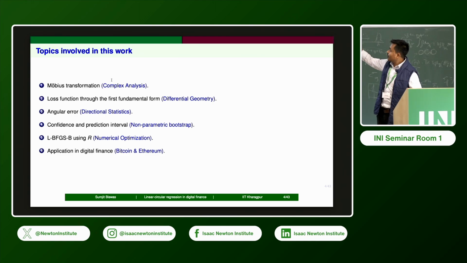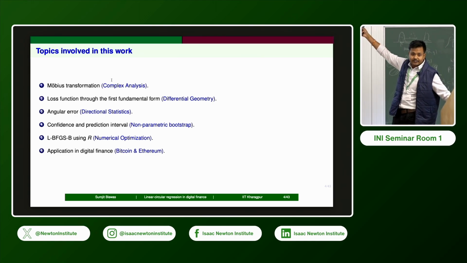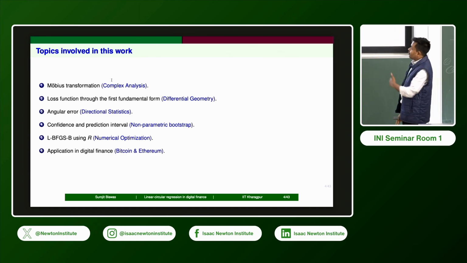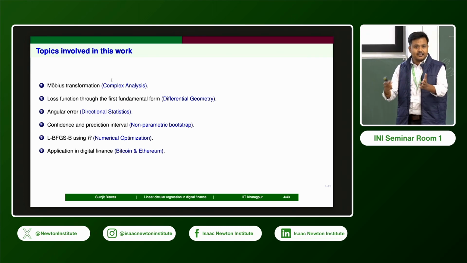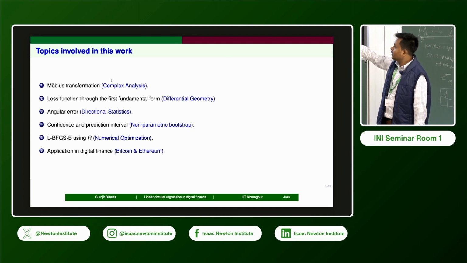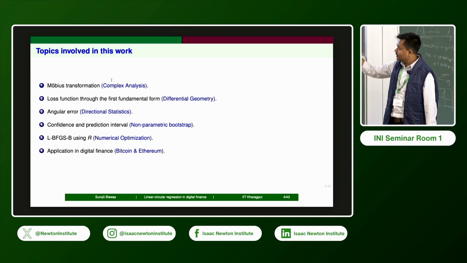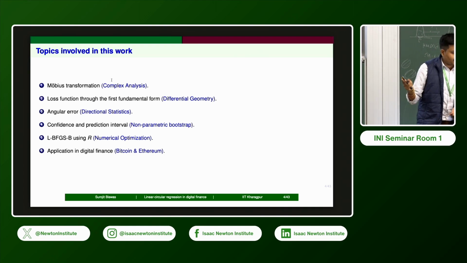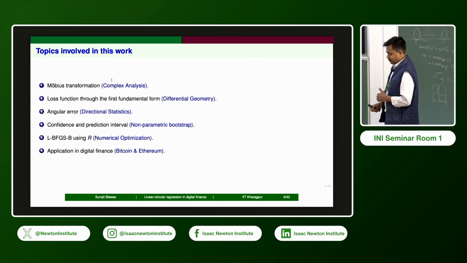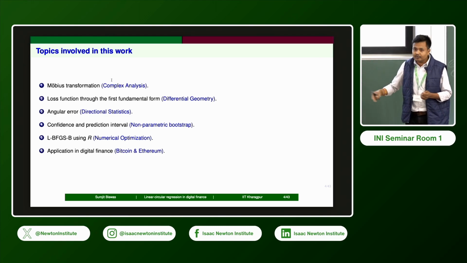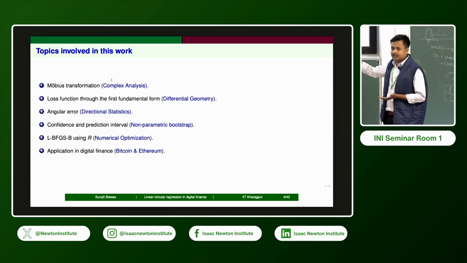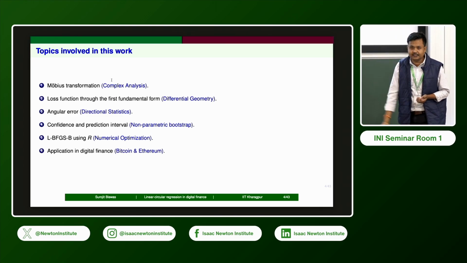The topics involved in this talk: Mobius transformation from complex analysis, and the loss function we have derived from differential geometry using the first fundamental form, and angular error from directional statistics, as I have already briefly mentioned. We have found confidence intervals using non-parametric bootstrap, and used the L-BFGS-B optimization function for estimating our parameters of the Mobius map. Then we applied our regression model to data associated with cryptocurrencies, the well-known Bitcoin and Ethereum.